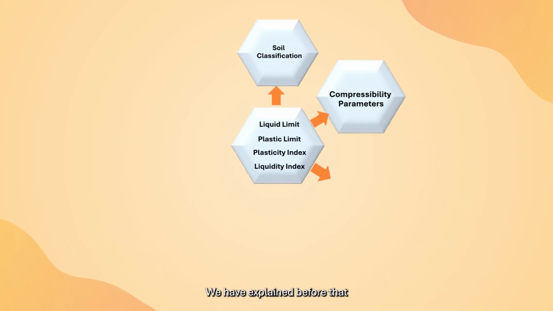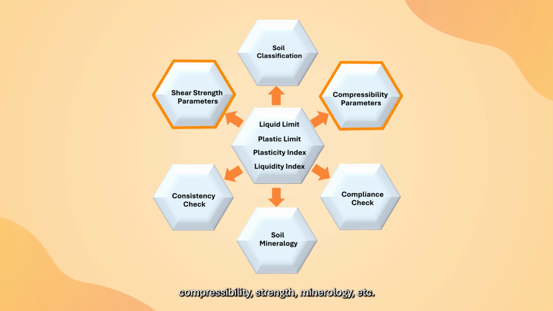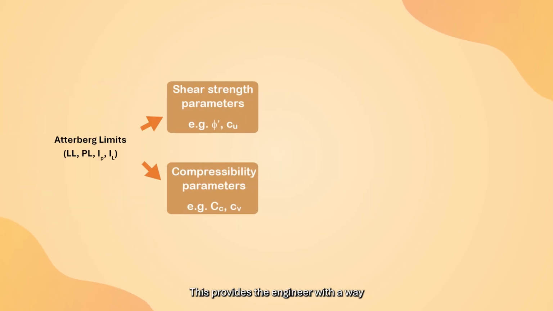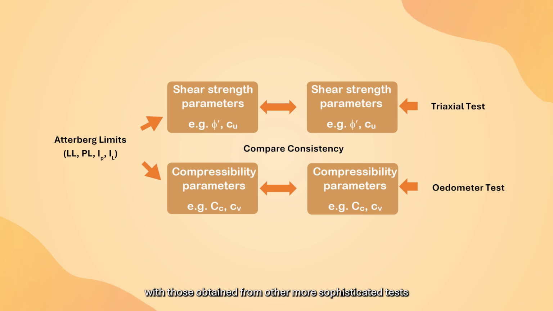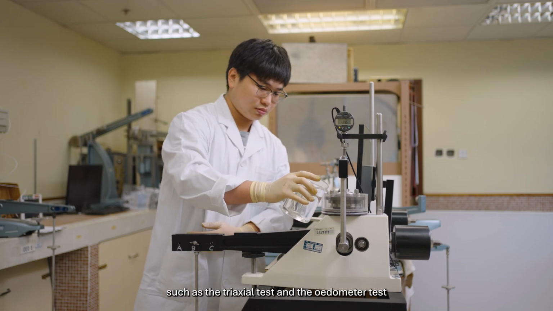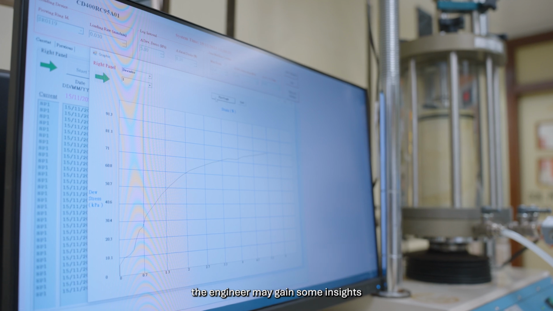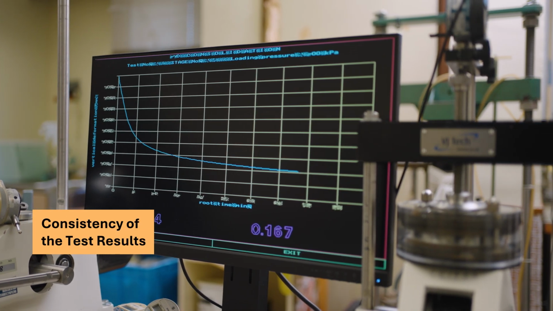We have explained before that Atterberg limits can be correlated with some soil parameters related to compressibility, strength, mineralogy, etc. This provides the engineer with a way to compare these parameters with those obtained from other more sophisticated tests such as the triaxial test and the oedometer test. By doing so, the engineer may gain some insights about the consistency of the test results.